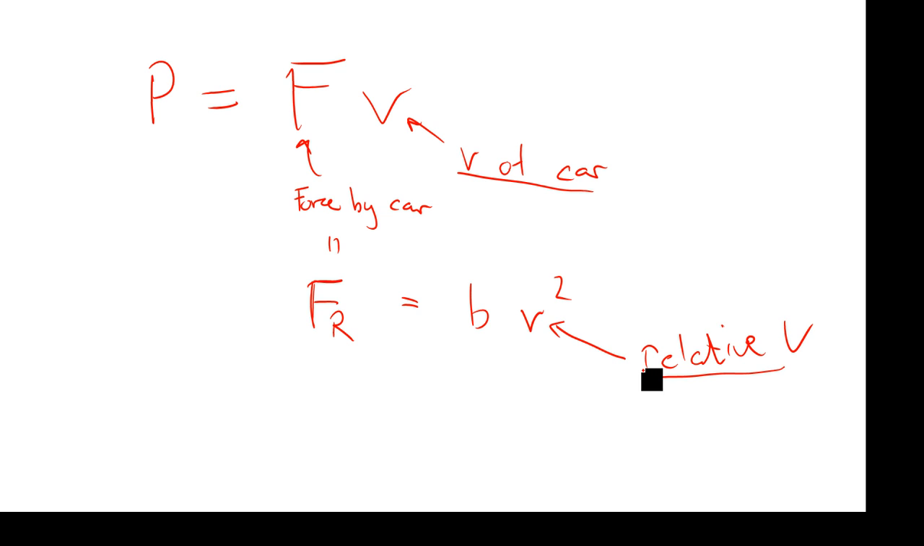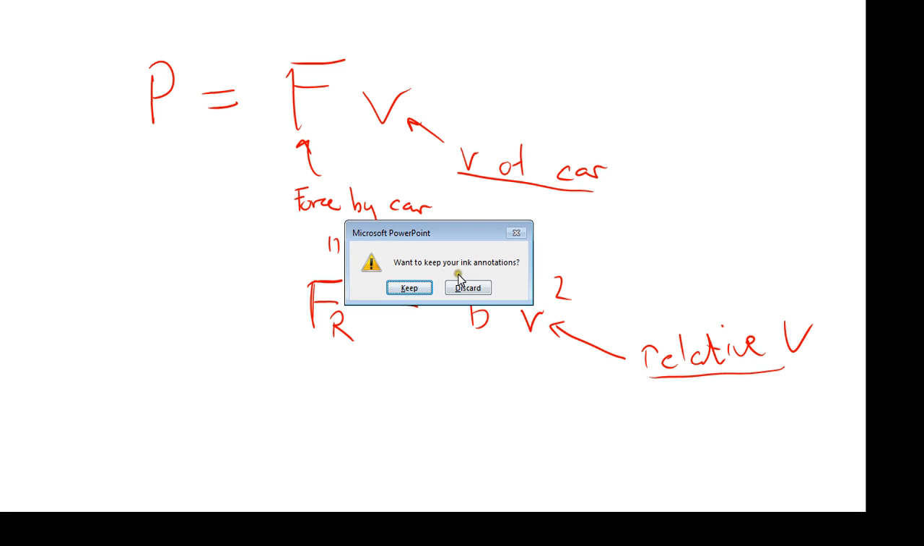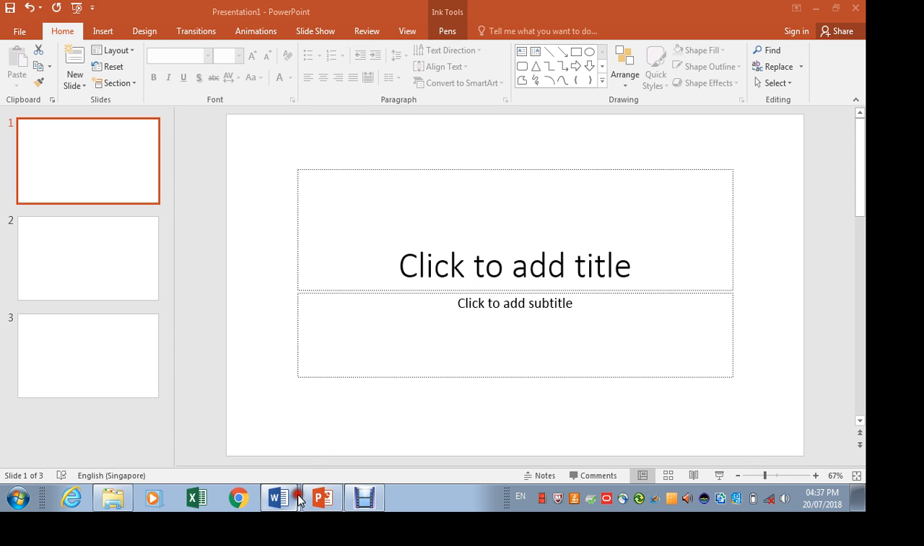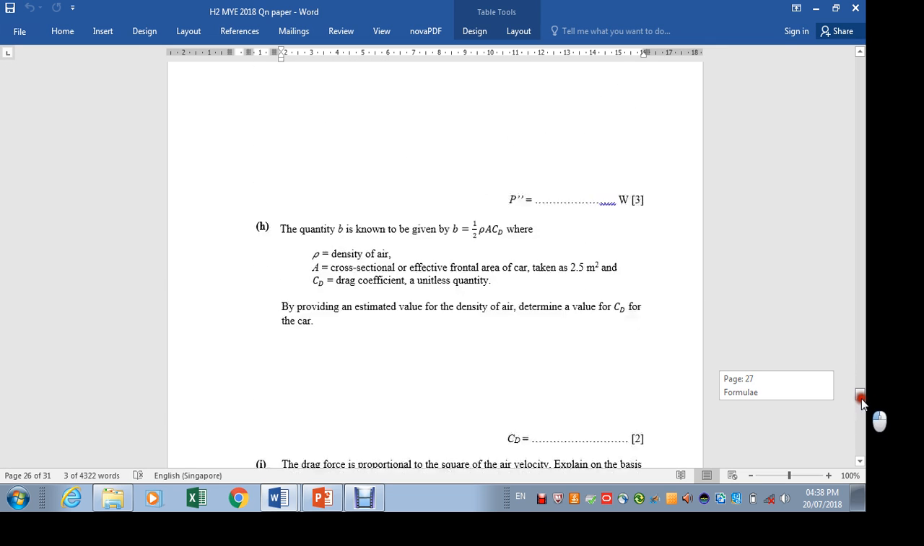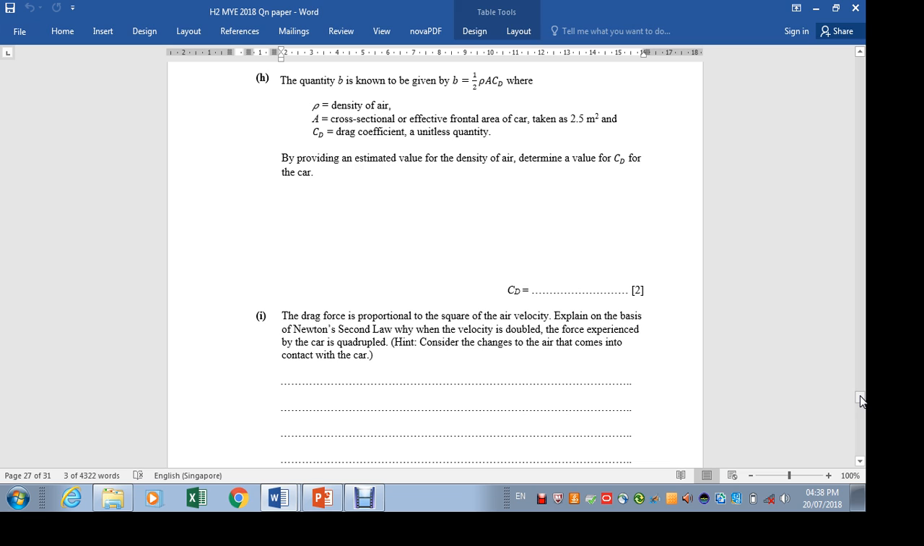Right. Part H. H is a little bit unfair. Okay, a little bit difficult. Okay, we were expecting a little bit more from students. Here, you're asked to find C subscript D, the drag coefficient. Right, the drag coefficient. So all you have to do is to put the equation down.